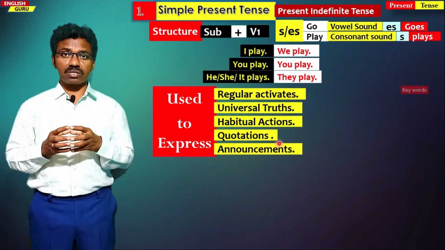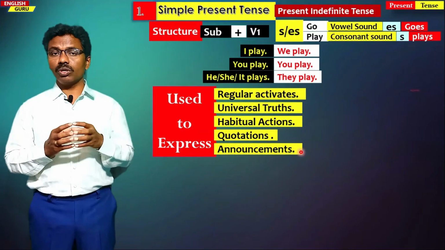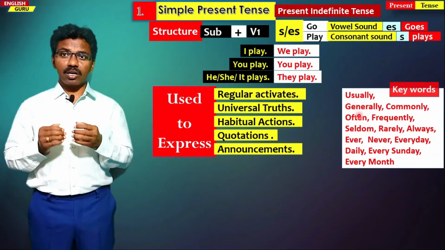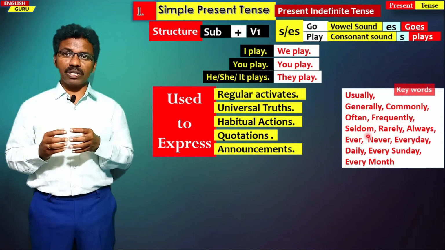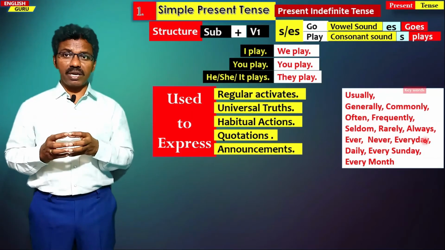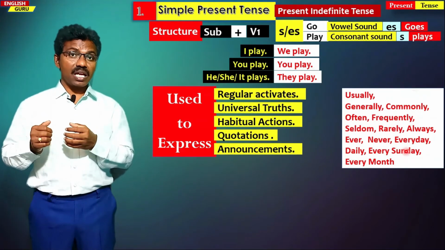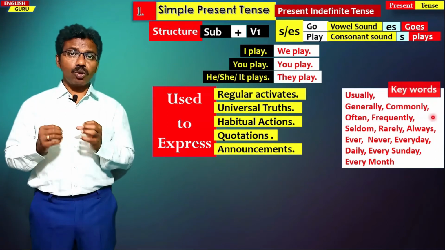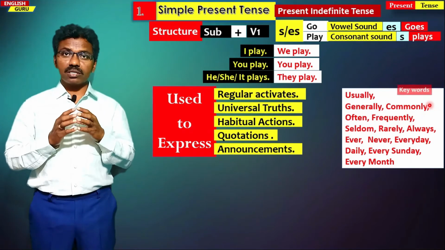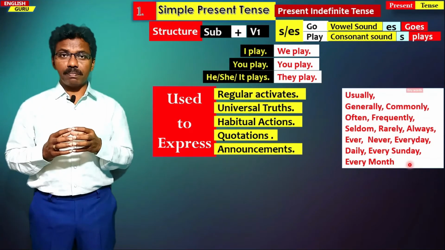And there are some keywords that help us understand that a sentence belongs to simple present tense. Those keywords are usually, generally, commonly, often, frequently, seldom, rarely, always, ever, never, every day, daily, every Sunday, every month, every year, etc. So these are all the keywords that will guide us to know about simple present tense. Let us take some examples and understand in a better manner.